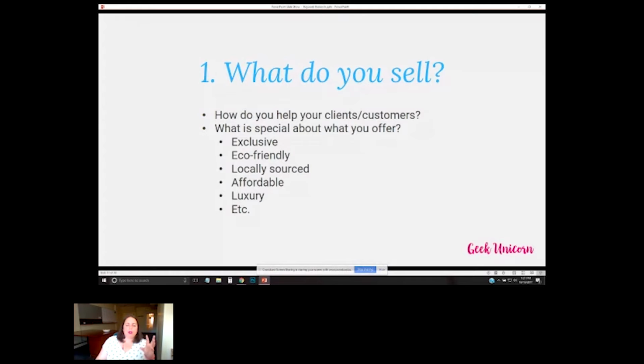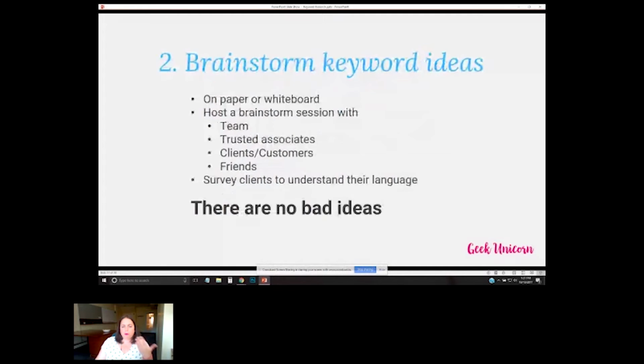So once you understand what it is that you sell and what makes you unique in your marketplace, you're going to brainstorm some keyword ideas. You can use a paper or a whiteboard. I use a whiteboard that I have. And then you want to host a brainstorming session with your team, with some trusted associates, with your entrepreneur network, as long as they're cool people. If you have a longtime client or customer who would love to help you out, or friends who are wise and smart.